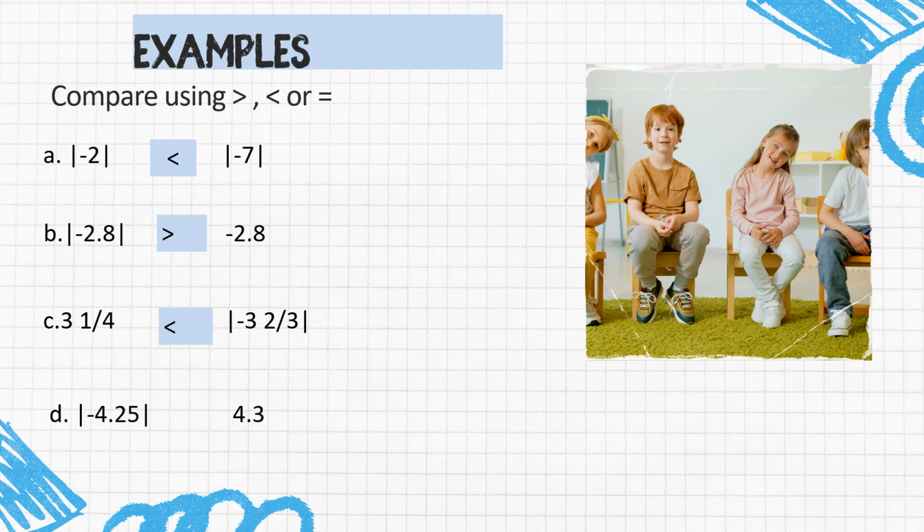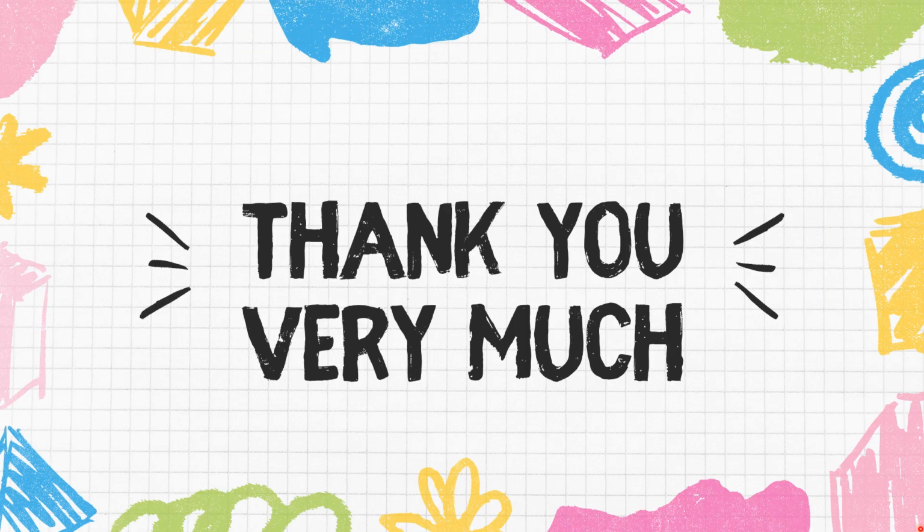Okay, the negative of the absolute value of 4.25 is greater or smaller than 4 and 0.3? Tell me. Excellent. 4.3 is greater than the negative absolute value of -4.25. Okay, this is for today.